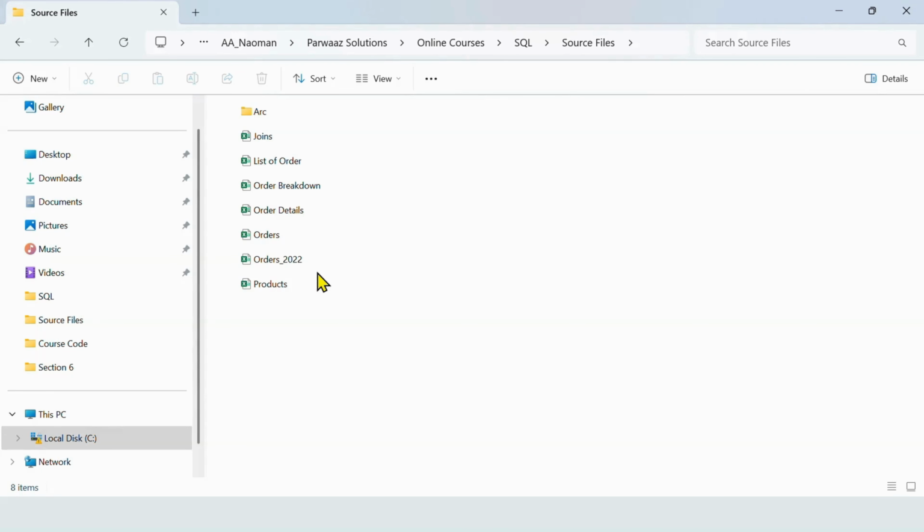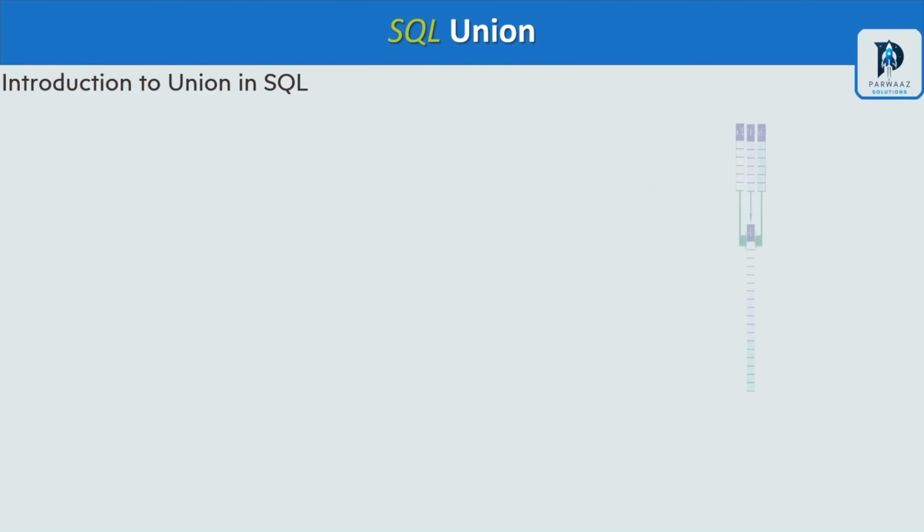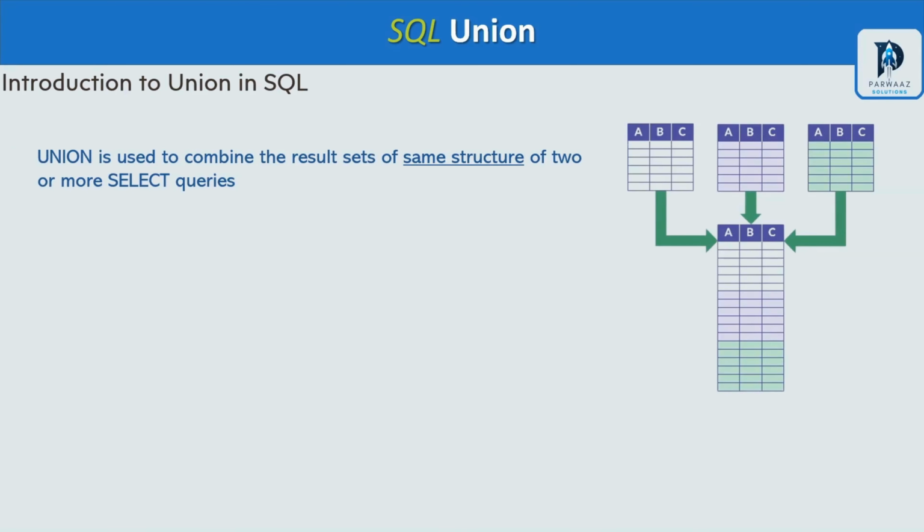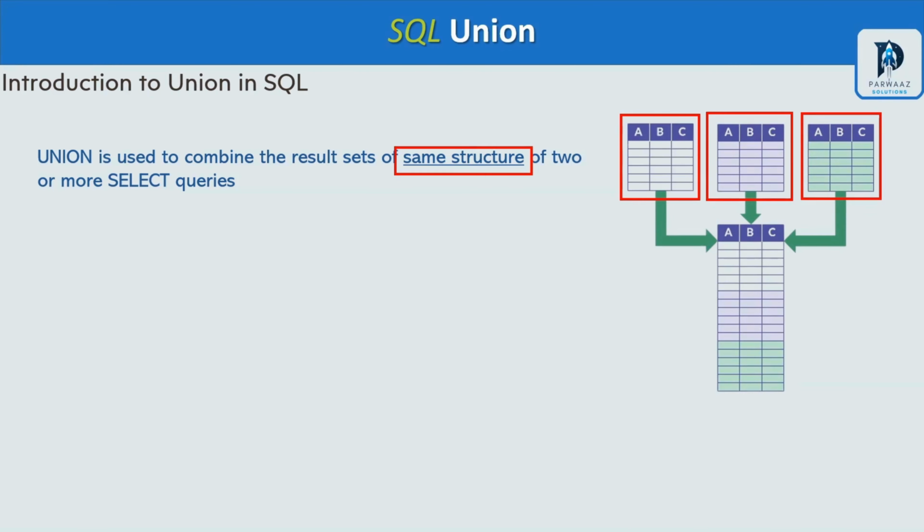However, for analysis purposes, we still need to combine these tables to get the required insight or information from that data. That is where union comes into play. Union is basically used to combine the results of two or more select queries of the same structure. When I say same structure, for example, in this scenario, you can see we have three tables. The column names of these three tables are same, that is A, B, C. Their data type is also same.